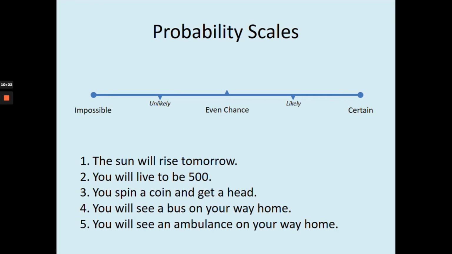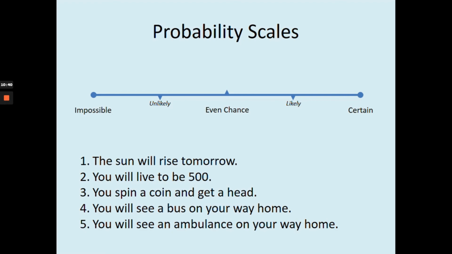So if you pause the screen for 2 minutes and then we will go through the answers. Okay, number 1, we have been through this already. The sun will rise tomorrow. It will definitely rise tomorrow, therefore that will be certain.